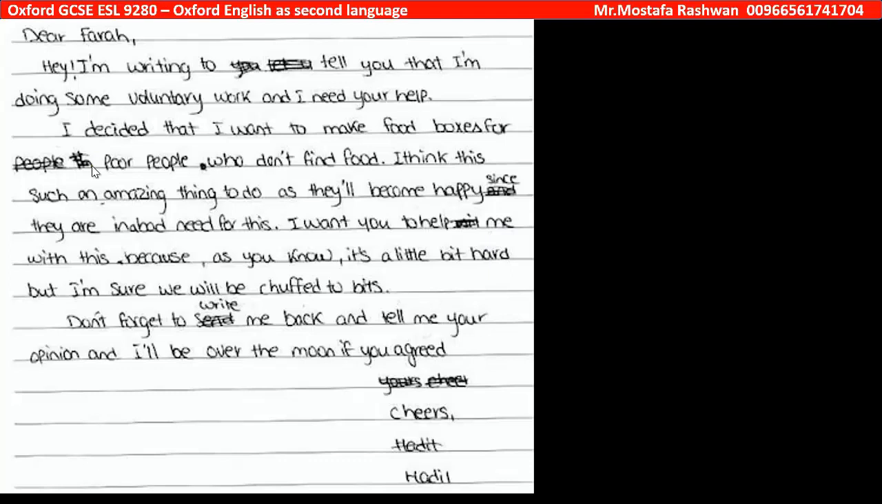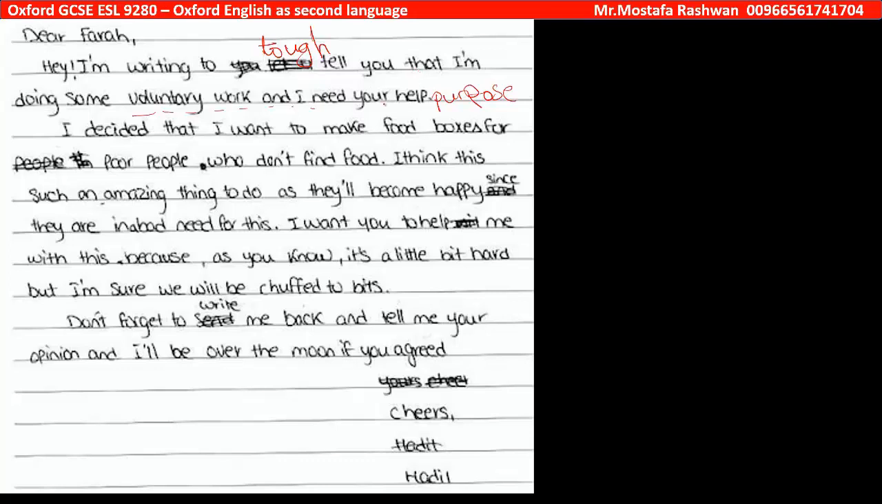The candidate started by Dear Farah. This is the name of the recipient, your friend. Hey, good. I'm writing to tell you that I'm doing some volunteer work and I need your help. This is the purpose of writing the letter as we agreed. Why you write. But first of all, the beginning of the letter is really tough. He directly went deeply into the point. Already he told him that the purpose of writing this letter is for volunteer work.